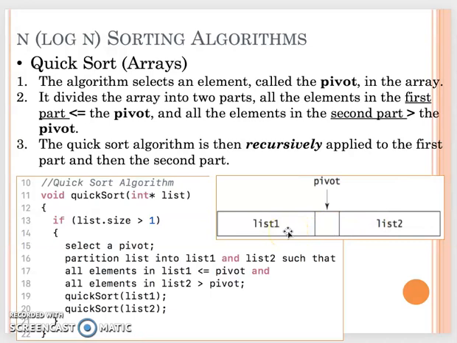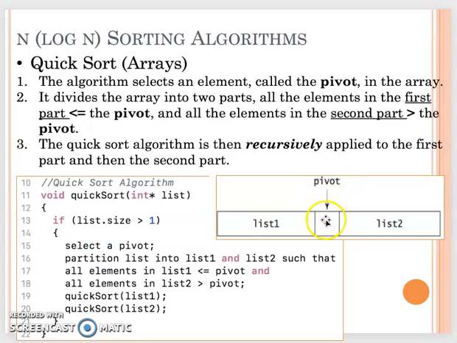For the sublist on the left-hand side, all the values are less than the pivot. On the right-hand side, in list 2, all the values will be greater than the pivot. So every iteration, after you finish, you have the pivot in the right location. Both sublists are in roughly the right location, but not fully sorted. List 1 only has values less than the pivot, and all the values in list 2 are greater than the pivot.